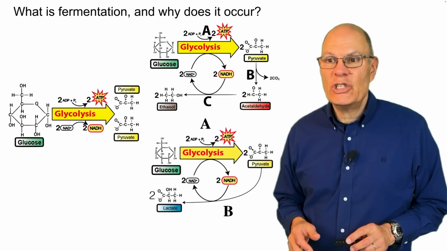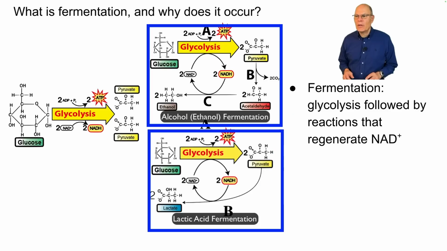What is fermentation and why does it occur? Fermentation is glycolysis that's followed by reactions that regenerate NAD+. So here we have one form of fermentation. It's called alcohol fermentation. Here we have lactic acid fermentation. But the key thing is that they produce NAD+. That's kind of the opposite of what glycolysis does.